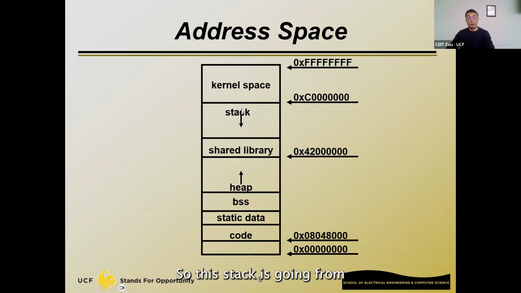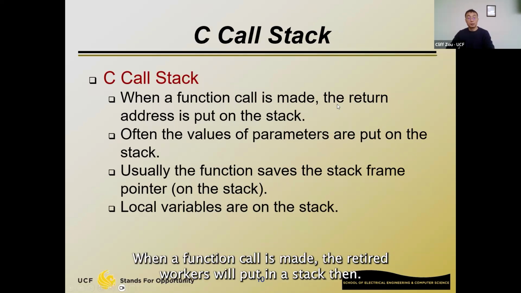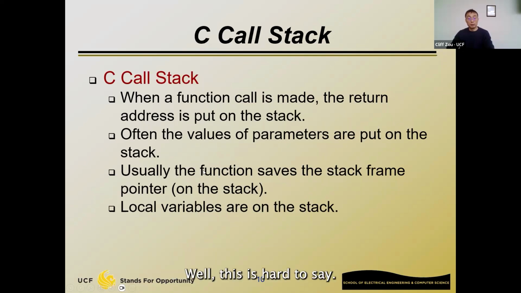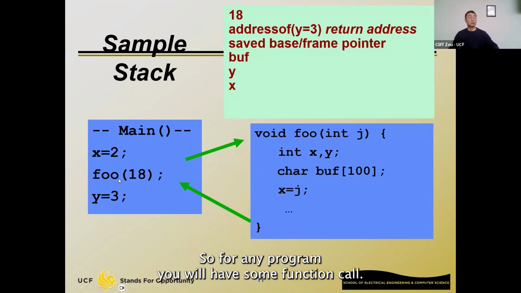This stack grows from higher address to lower address. So that's the C calling stack. When a function call is made, the return address will be put in the stack. This is hard to say, so let me give one example. Suppose this is your program. In your program, you have a function call. For any program, you will have some function call.